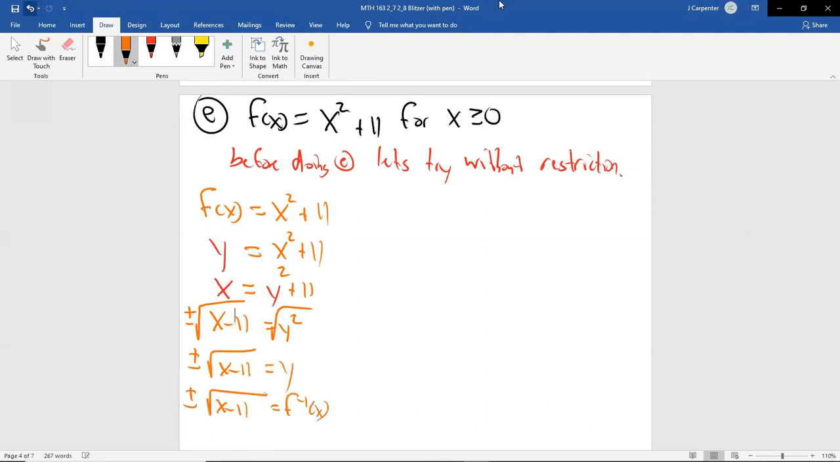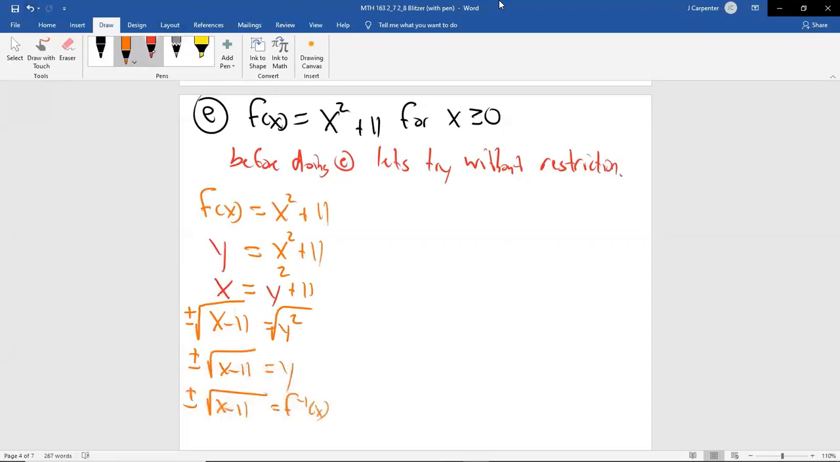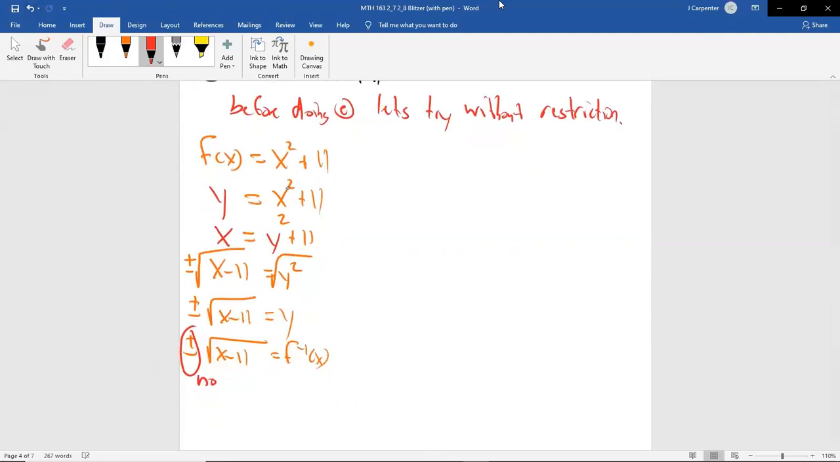And we say that f inverse of x is equal to plus or minus the square root of x minus 11. And this right here, this plus or minus, means this is not a function. We talked about that a couple of weeks ago.